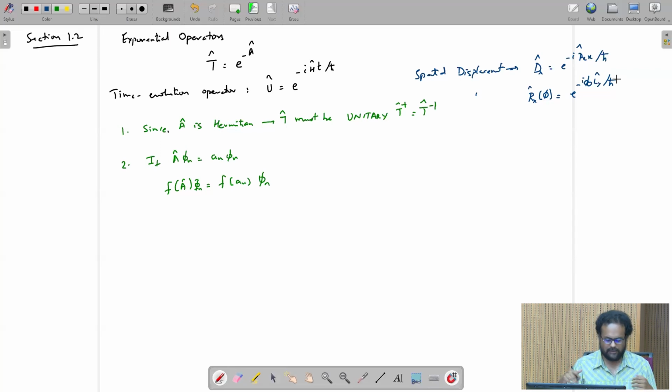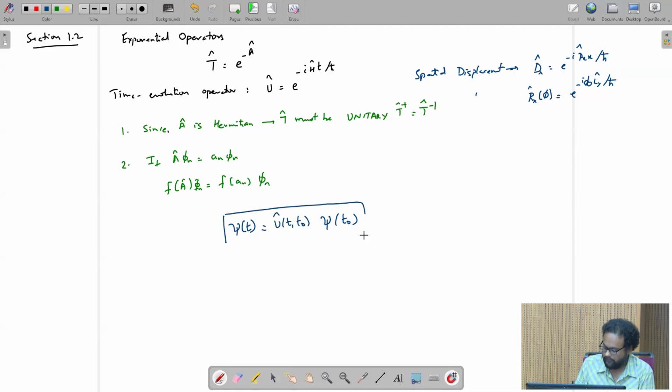Cool. So what is the utility of the time evolution operator? As noted earlier, if I know my wave function, let's say at time t0, I should be able to predict what my wave function is at a later time t simply by using the time evolution operator. That is at the heart of this endeavor.